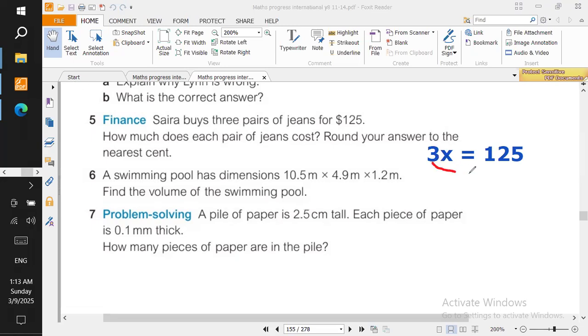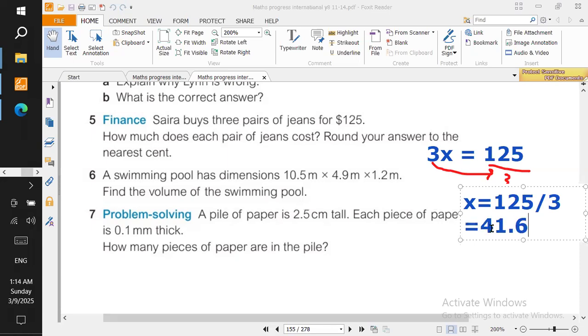So I'm going to take the 3 to the other side by dividing, like this. So 125 divided by 3. So x will equal 125 divided by 3. And by dividing 125 by 3, each pair will cost 41.6, so it equals 41.6 recurring decimal. Recurring decimal means the 6 is being repeated, so I put a point on top of it.